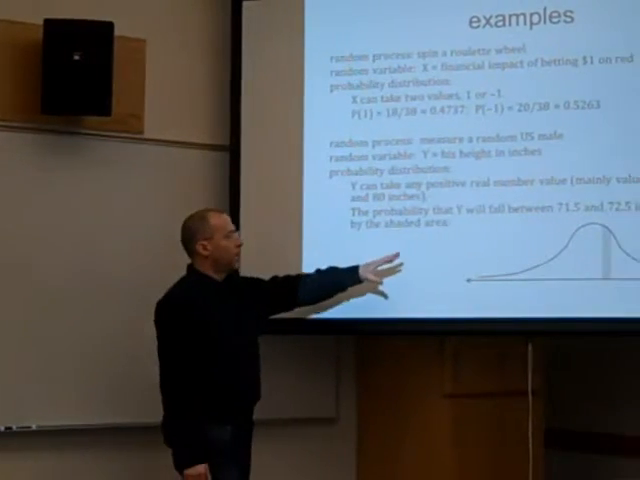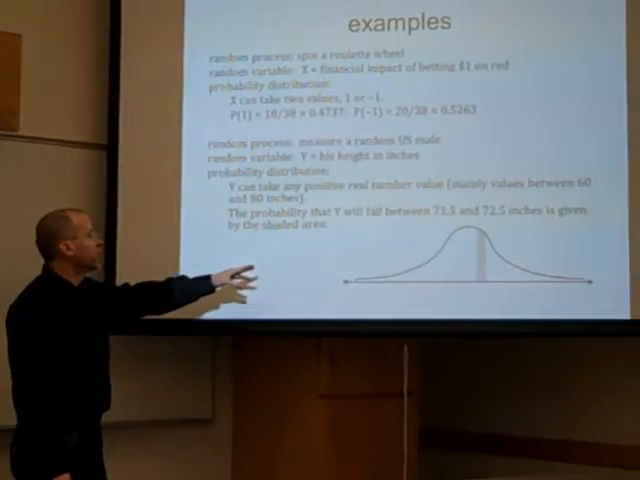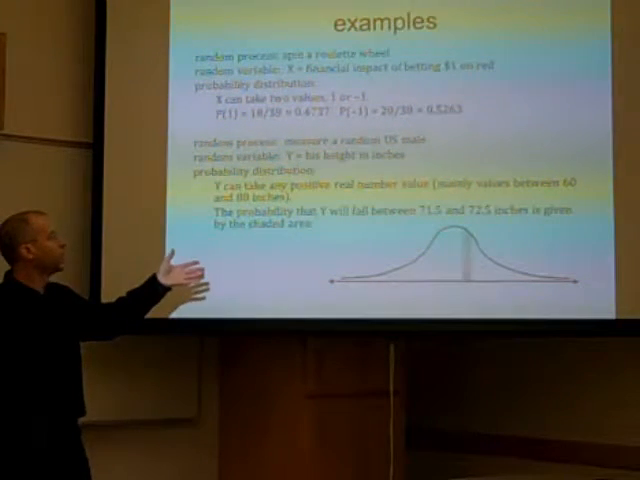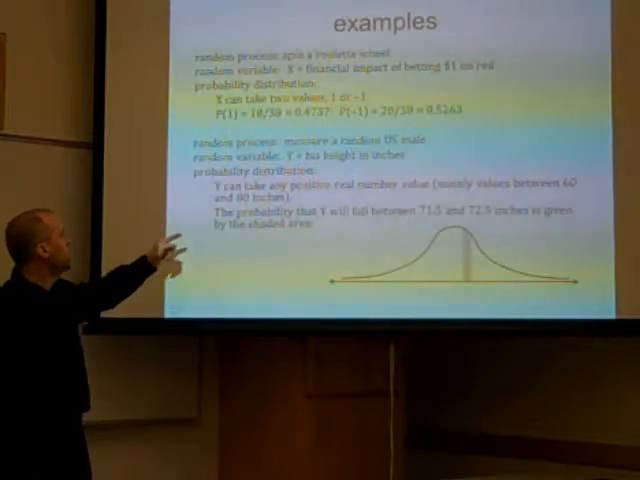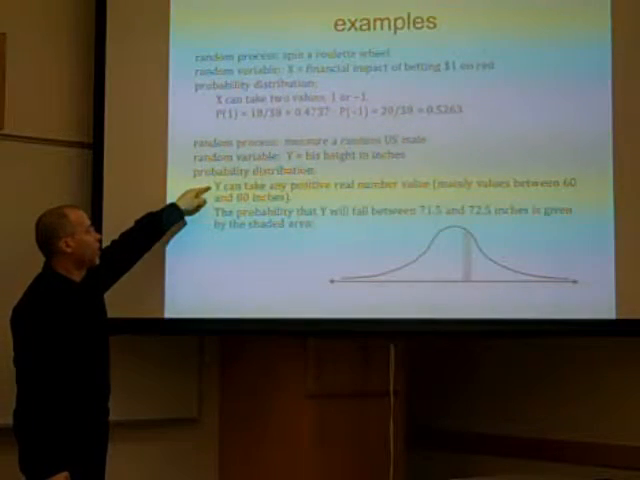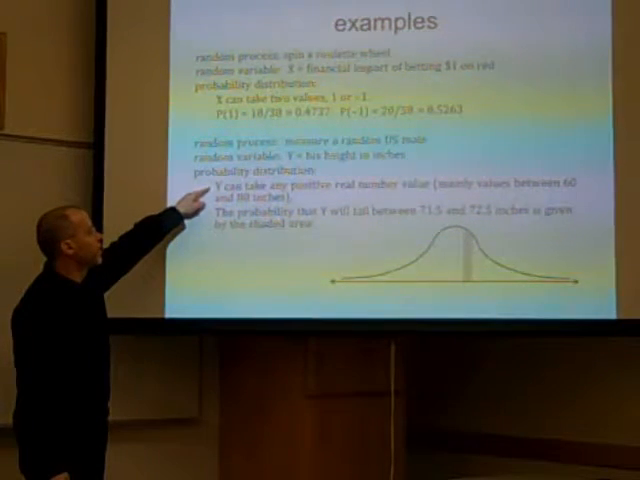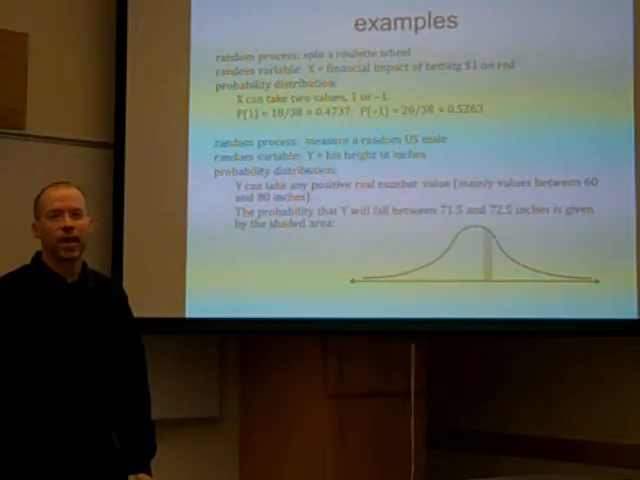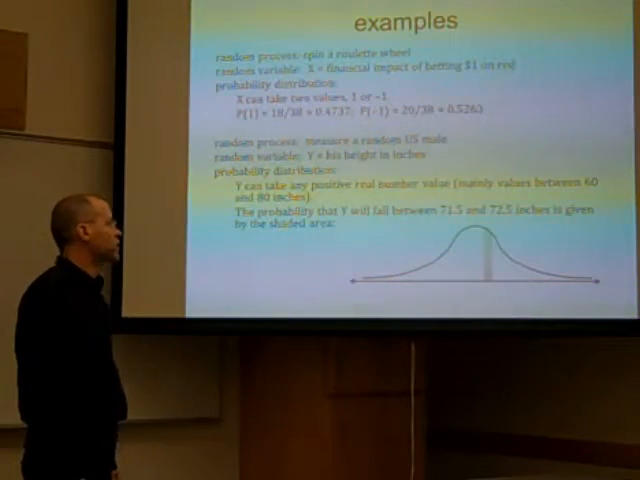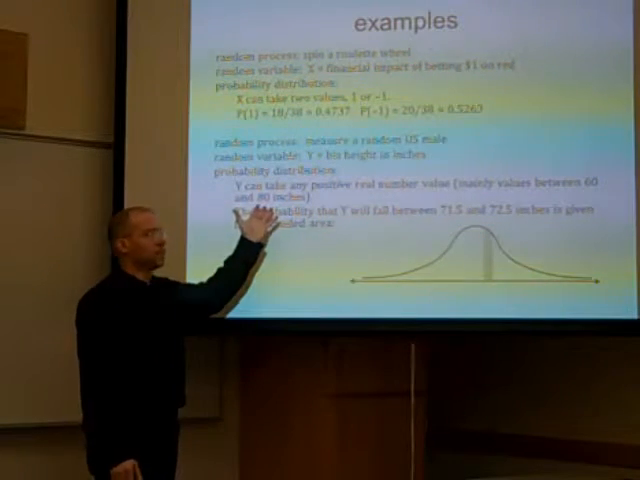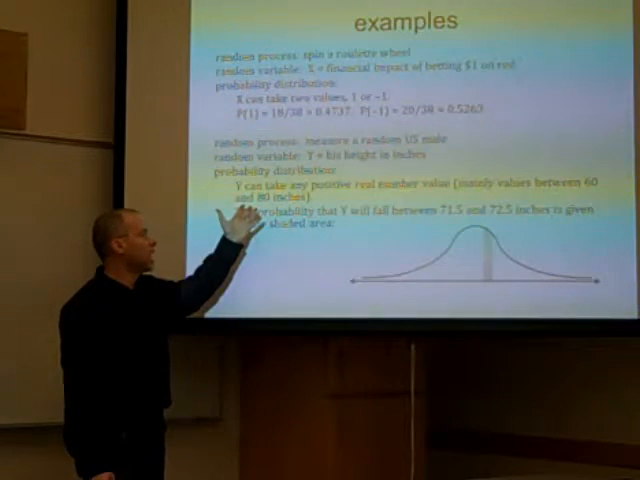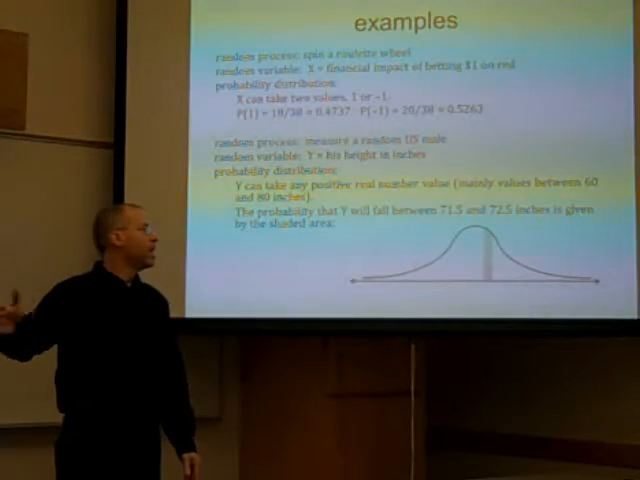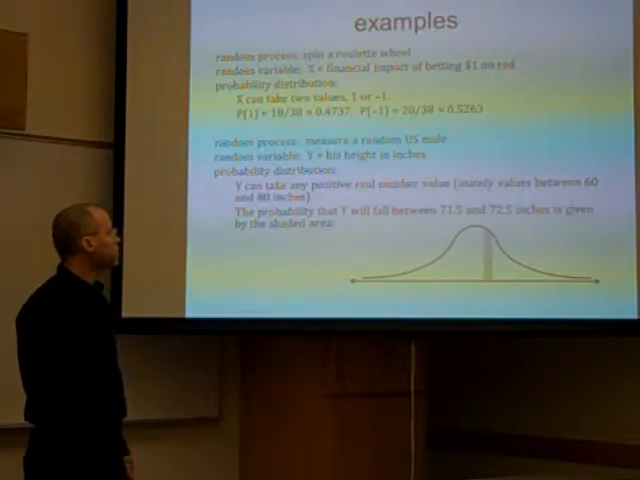So to describe a probability distribution for this, we need to somehow say what can happen and what the probability of each event would be. Y, our capital Y being our random variable, could take any positive real number value. Well, I guess for heights of men, in practical situations, it's probably going to be between about 60 and 80 inches most of the time. But in theory, this could take a wide range of real-numbered values.